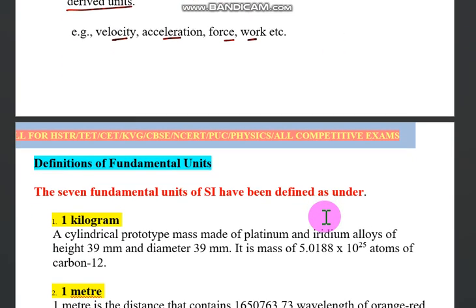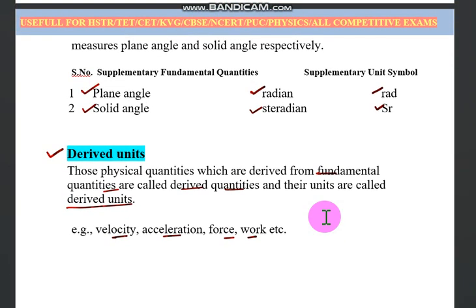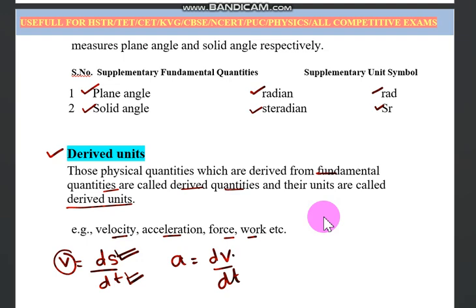Before the definitions of fundamental units, I want to explain this a little bit more. Velocity is the change of distance with respect to time. Distance and time are both fundamental quantities. With the help of fundamental units, we can describe velocity, which is a derived unit. Like this, we have acceleration, the change in velocity with respect to time. Similarly, force is mass into acceleration. Like that, we can derive these units with the help of fundamental units.